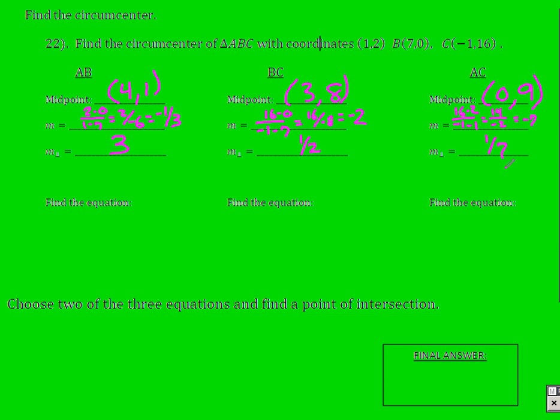Now I need to find the equation of all of these lines. So for each one, I will start with y equals mx plus b and plug in what I know. Well, my y comes from this midpoint. So I'm going to plug in 1. My slope is 3. My x is 4 plus b. So 1 equals 12 plus b, which means b equals negative 11. So my equation for this one should be y equals 3x minus 11.